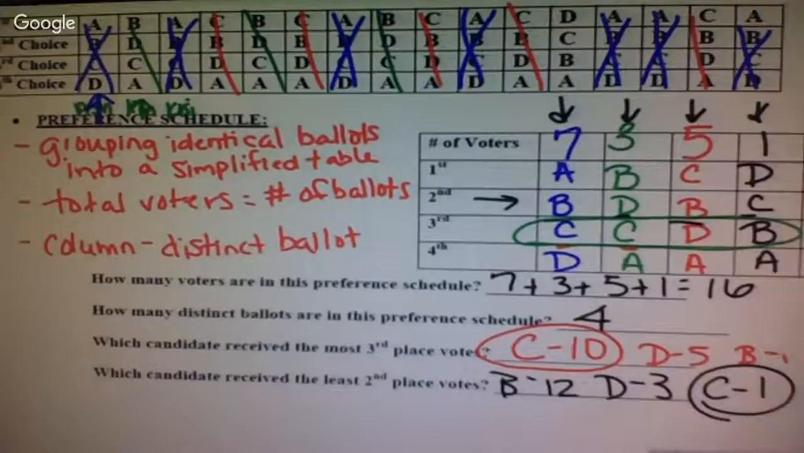Does that make sense? Okay. D took this column, 5 people put them in third place, and B takes this column, 1 person put them. So C has the most. Same thing with the second place, except you're going for the least amount of votes. Anybody else? Questions, issues, something you want me to go back over? Okay.